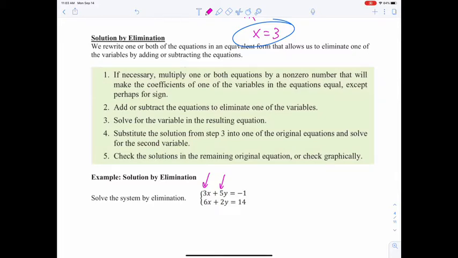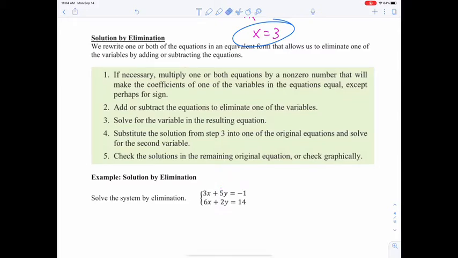equal, except for a sign, but I'm going to show you how to do this, no worries. Add or subtract the equations to eliminate one of the variables, hence the term elimination. Solve for the variable in the resulting equation. Substitute the solution from step 3 into one of the original equations and solve for the second variable, just like we did in the last process. Check the solutions in the remaining original equation or check graphically.